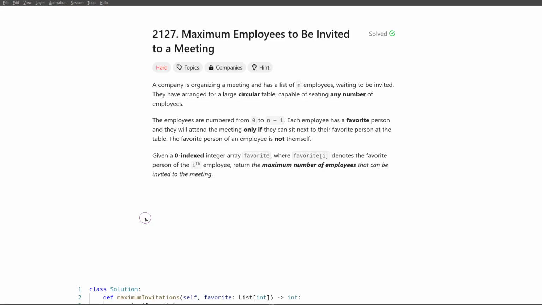Hello everyone. Today we'll talk about the solution to the problem maximum employees to be invited to a meeting. As you can see, this is a hard problem and I'm later going to scroll down to the solution. The solution is pretty long, it wouldn't fit on a single screen. So don't get discouraged if you're trying to solve this problem, and spend a bit of time on it, because it's not a fast thing to do.